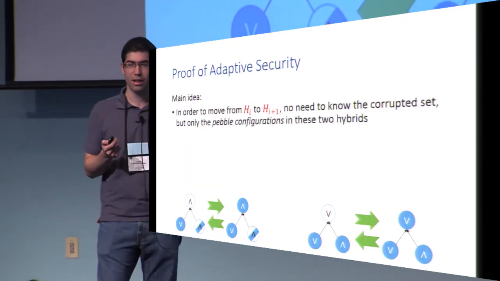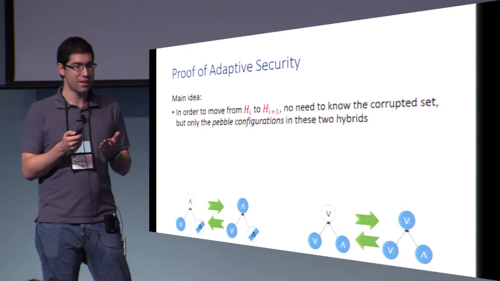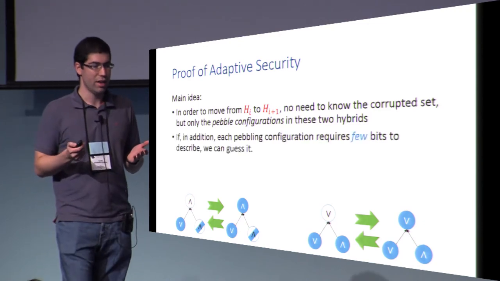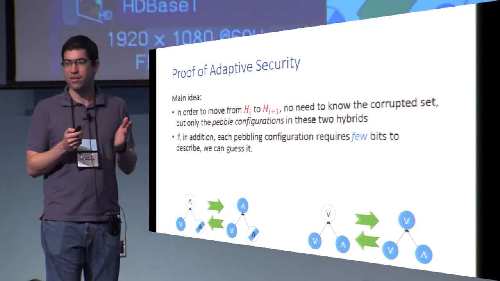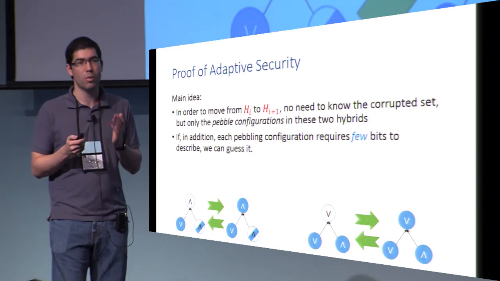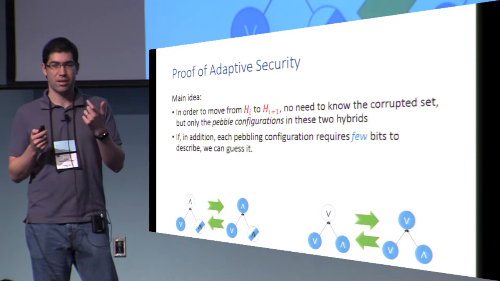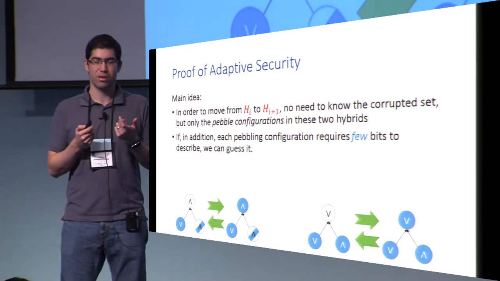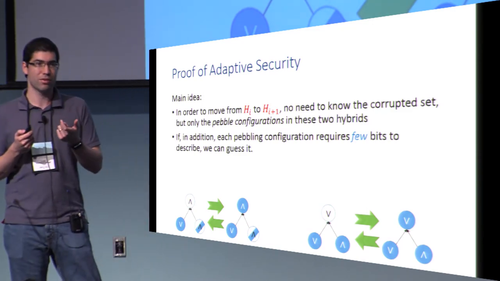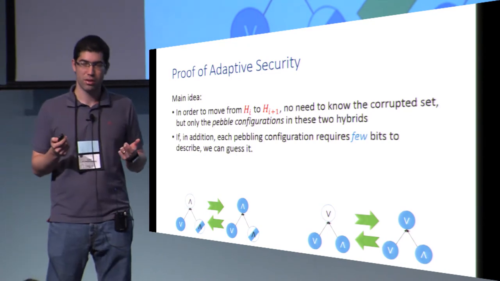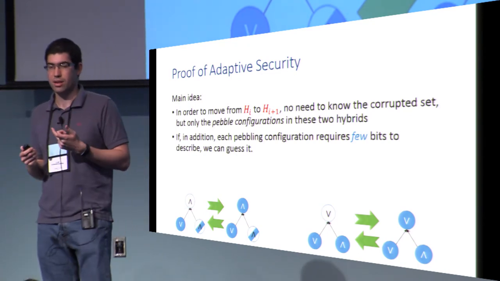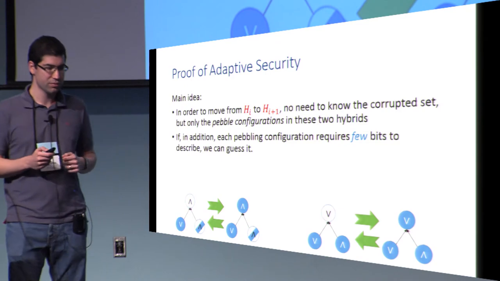So our main idea would be to find the sequence of hybrids in which in every two consecutive hybrids we apply one of our pebbling rules. And in addition, the number or the description of the pebbles or the pebbling configuration would be very short. And this is what we are going to guess in our hybrid argument.